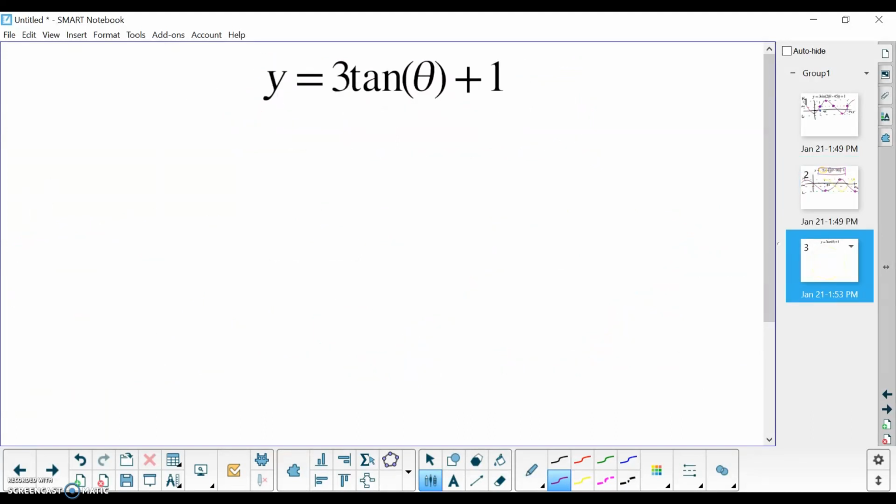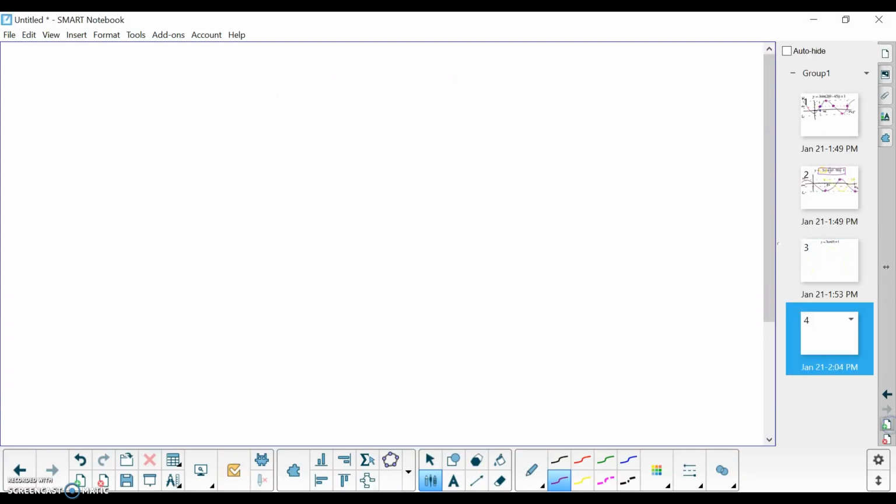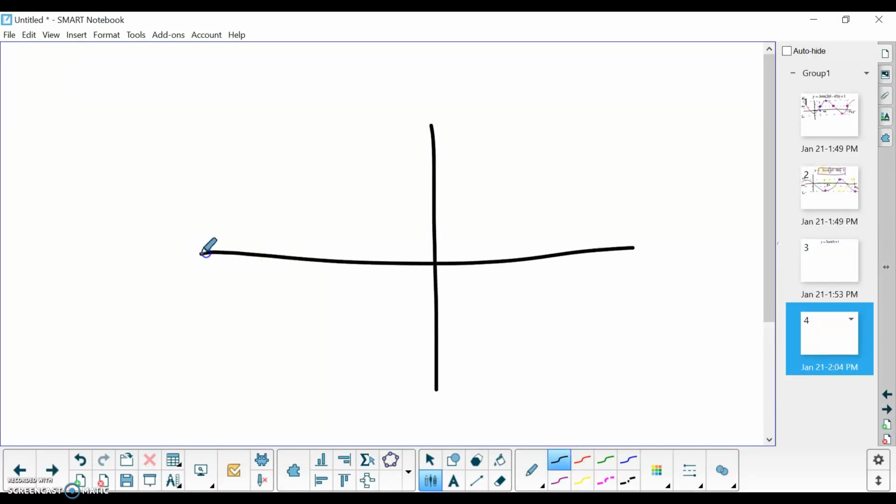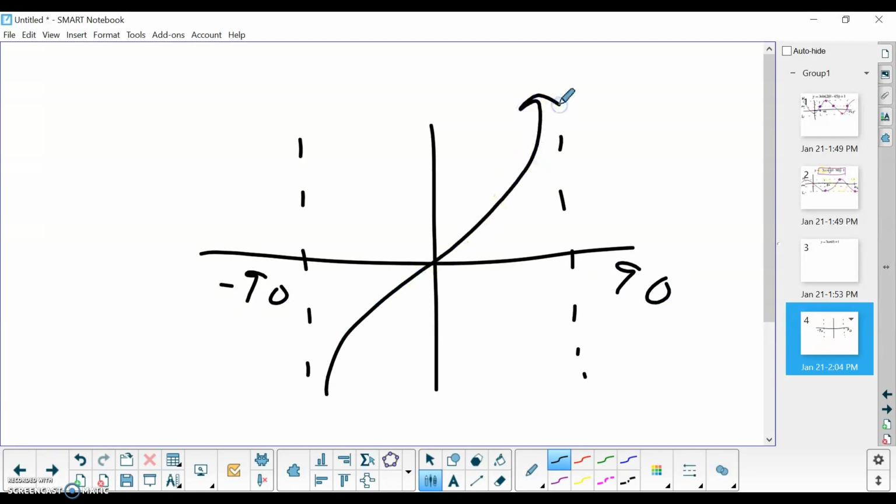Finally, we've got our tangent graph. And just so we quickly recall this one, the tangent graph normally has a period of 180 degrees, and it goes 90 degrees in each direction. So we've got -90 to 90, and then the tangent graph goes like this, goes right through the origin, and at 45 and -45 hits 1 and -1.